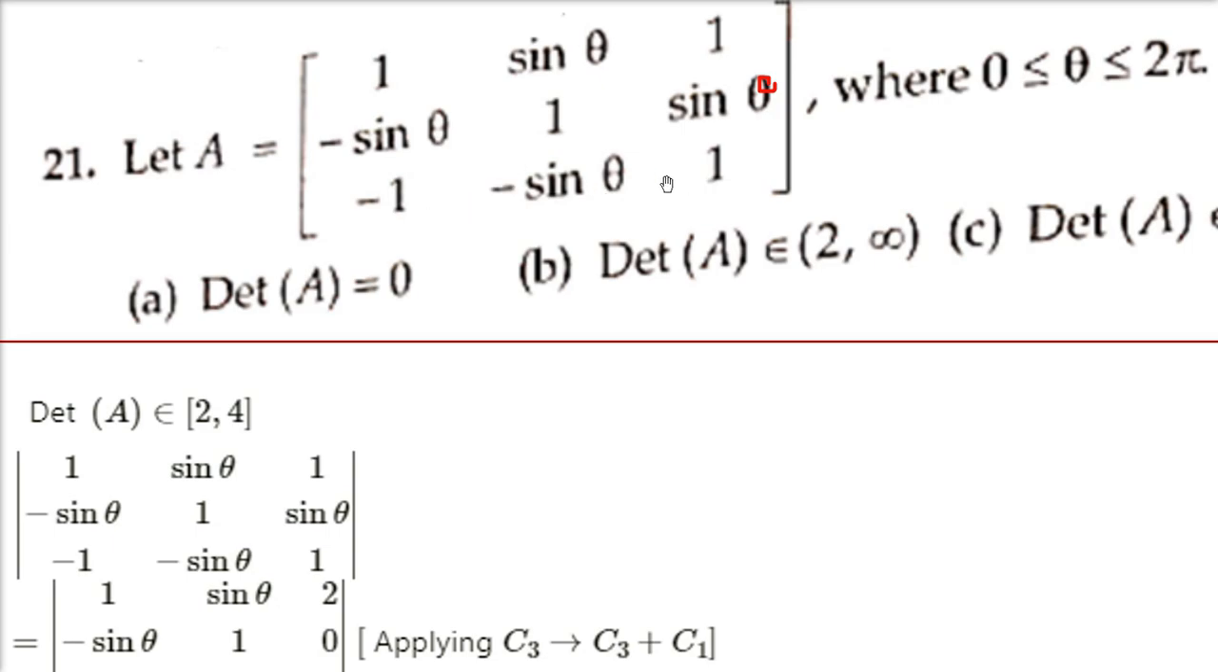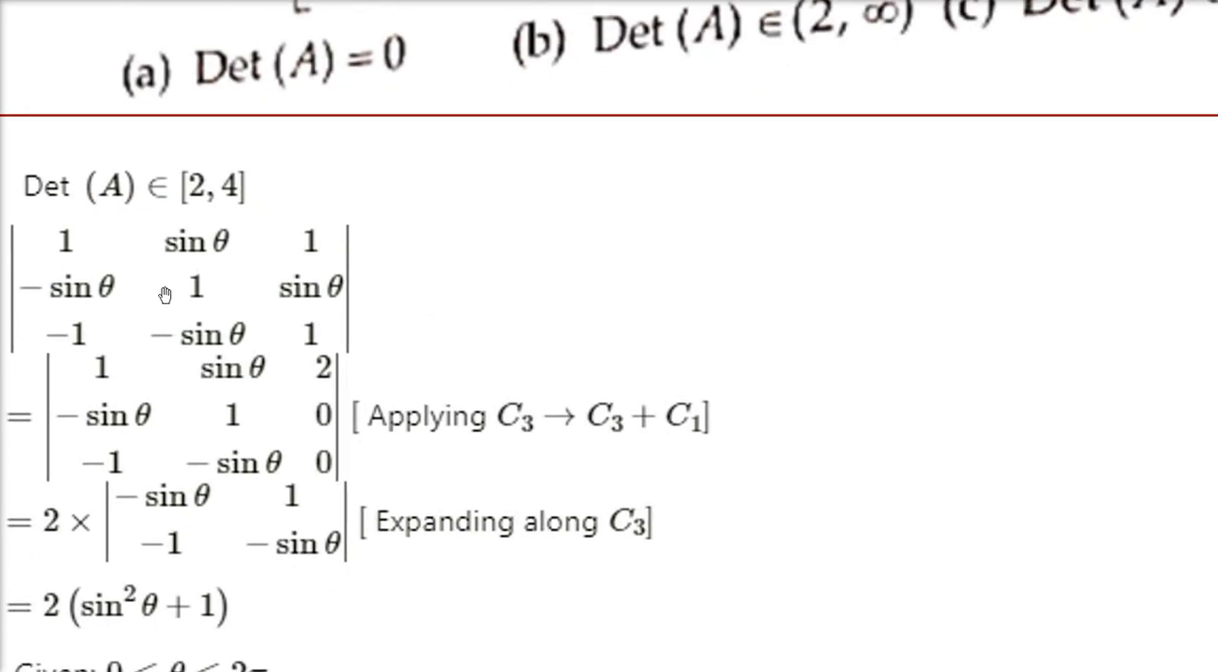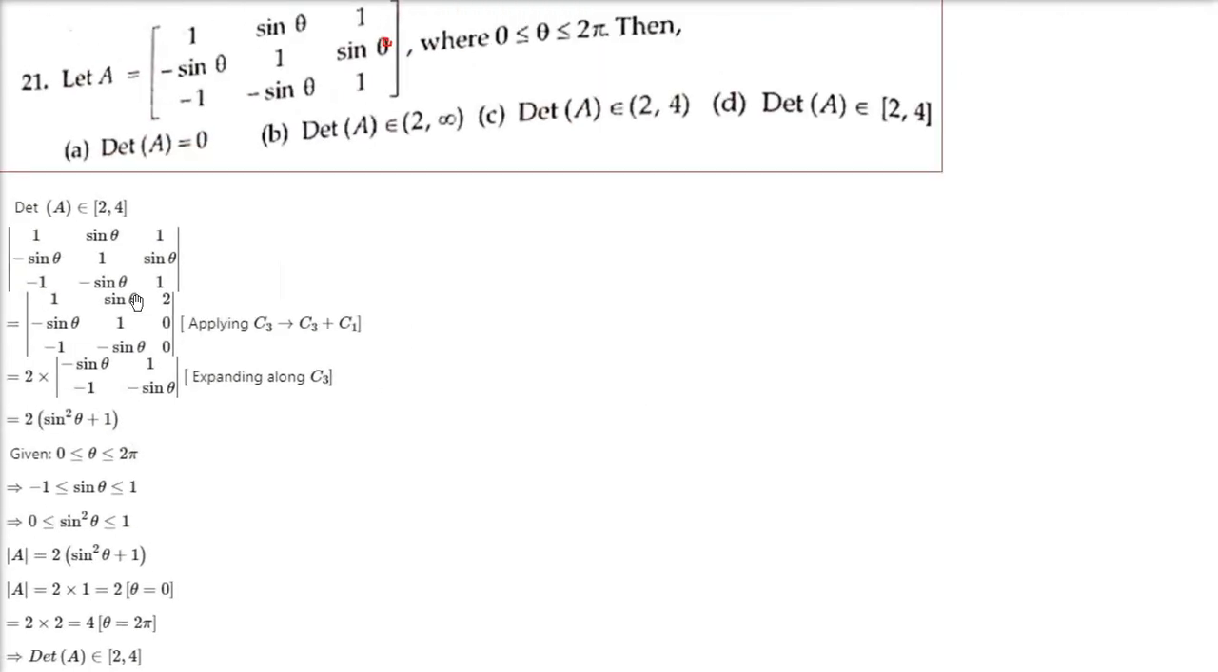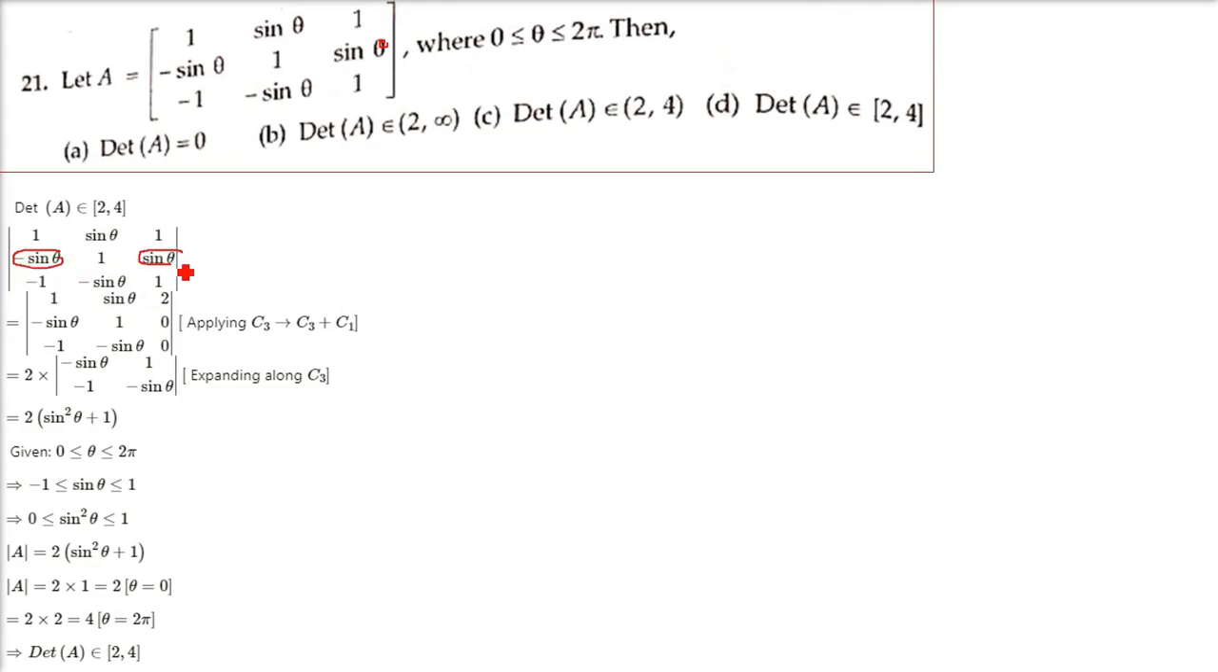So let us do this. Just to get some zeros, we see that column 1 is there, column 3 is there. If you add minus sin theta and sin theta, you'll get a 0. You get 1 with minus 1, you get a 0. And 1 plus 1 you get 2. So column 3 we are changing to column 3 plus column 1. So the first two values of the third column are going to be 0, only 2 will remain. So we'll open it using the third column. Twice the cofactor is what? The cofactor will be minus sin theta, 1 minus 1 is minus sin theta. So you get 2 sin square theta plus 1. This is what we got.